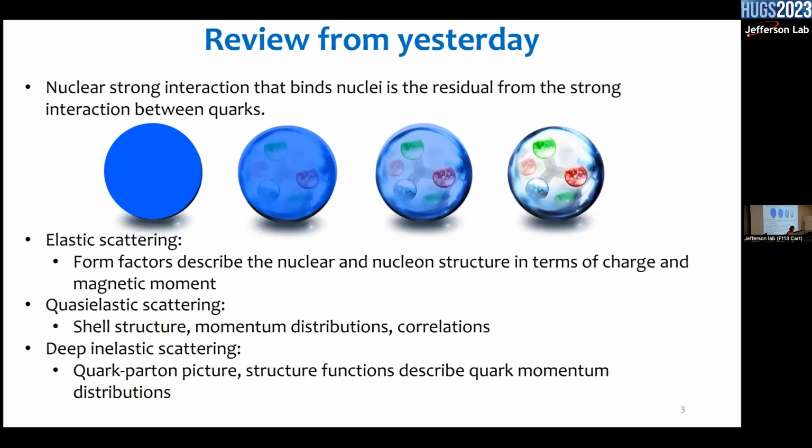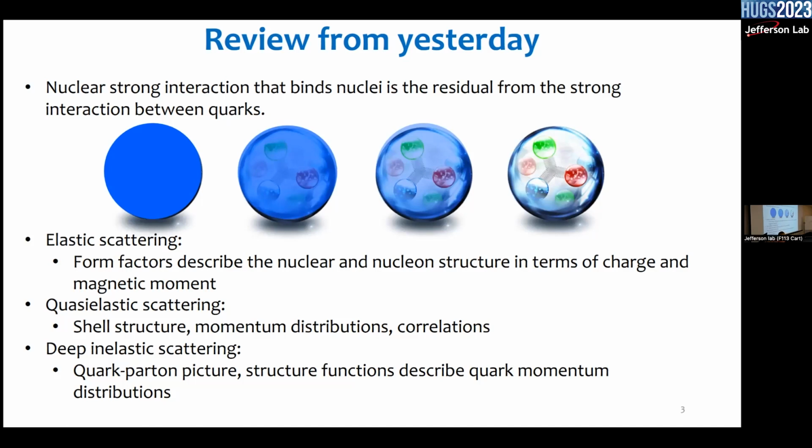As a review from yesterday, the nuclear strong interaction is basically a residual of the strong interaction between the quarks. We want to build a picture where we go from a proton and, as we look deeper, for example with electron scattering, we can start to resolve the constituents of the proton and how that works.